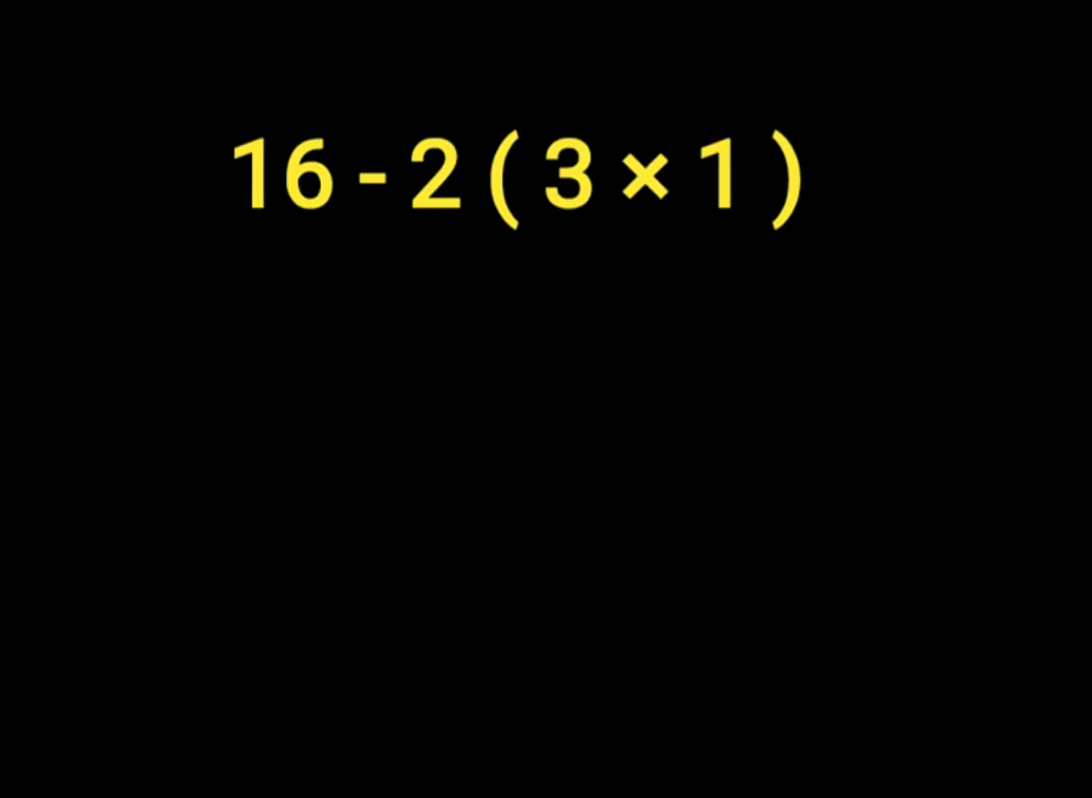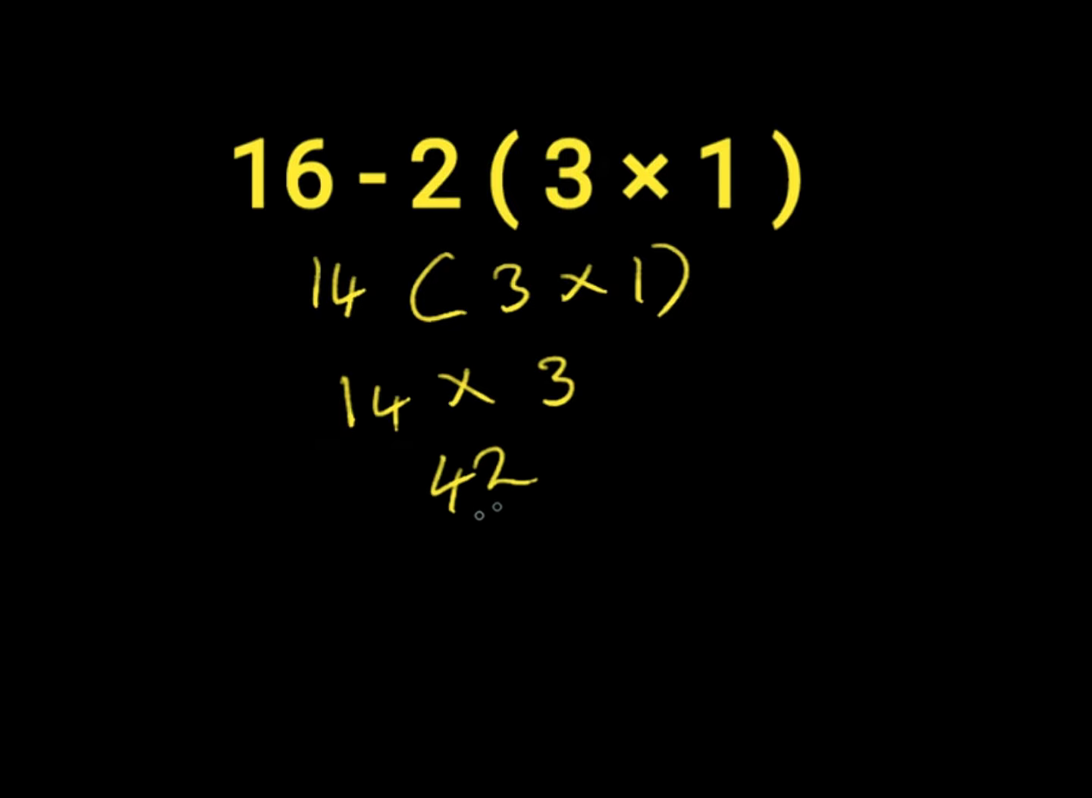16 minus 2 times (3 times 1). 16 minus 2 will give us 14. Then 14 times (3 times 1). We solve our parentheses. 3 times 1 is 3. Then we have 14 times 3. 14 times 3 will give us 42.